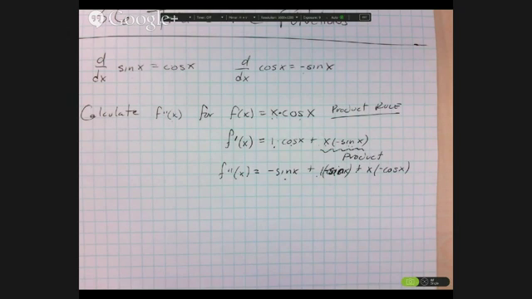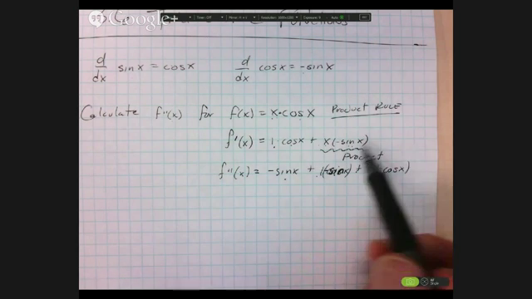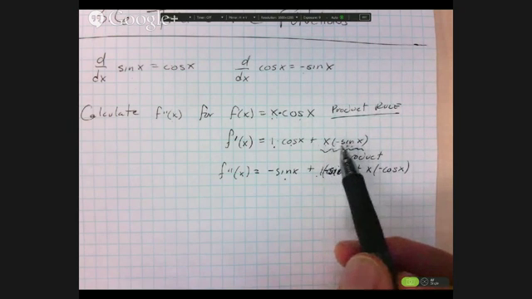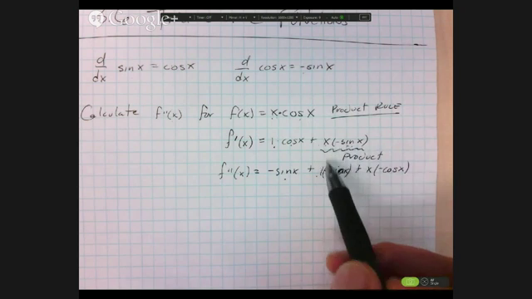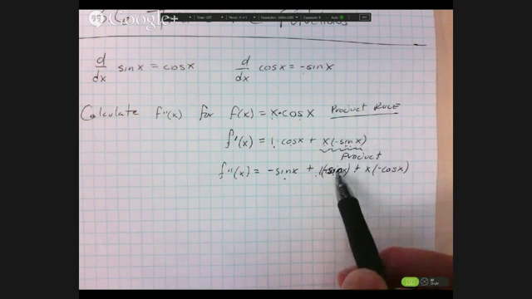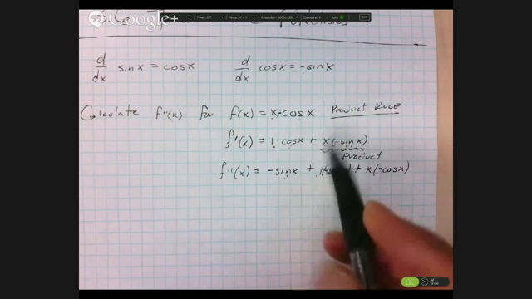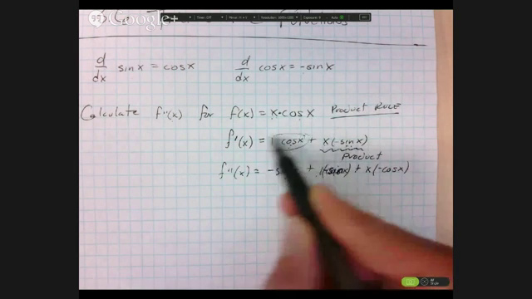Why do you have negative sine x? It's the derivative of the first, copy the second. So the derivative of x? It's the derivative of cosine, because this is not a part of the product, so you just do the derivative there.